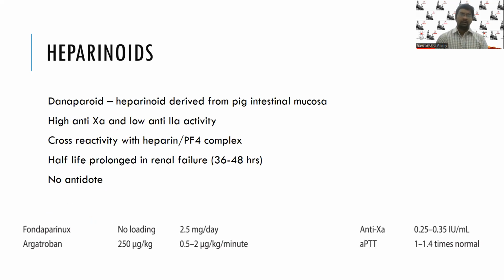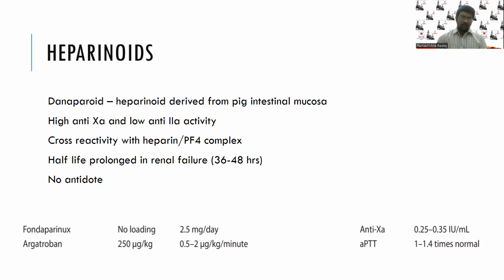Coming to heparinoids, an example is danaparoid, which is derived from pig intestinal mucosa. It acts by inhibiting factor 10A, and to some extent it also inhibits factor 2A. Though used in heparin-induced thrombocytopenia, these heparinoids have a cross-reactivity with the heparin-PF4 complex, so use with caution in HIT. The half-life is prolonged to 36 to 48 hours in renal failure, and it doesn't have any antidote.